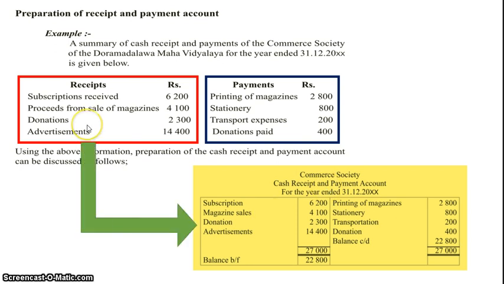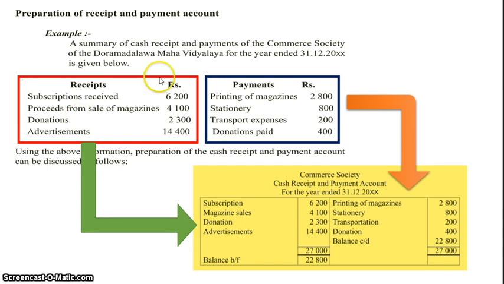Where do you record the receipts? Receipts are on the debit side of the cash receipts and payment account. And payments are on the credit side. So subscription received is an income. Proceeds from sale of magazine is an income. Donation received is an income. Advertisement, now they have given it on the receipt side, so you can straight away have it on the income side.